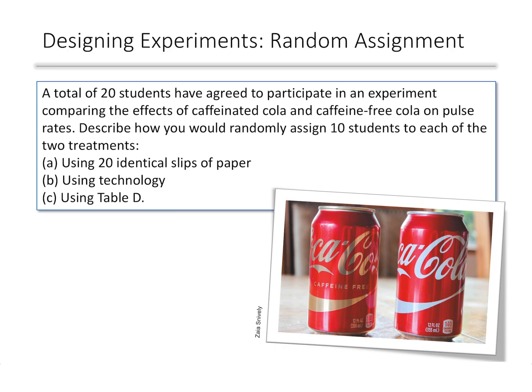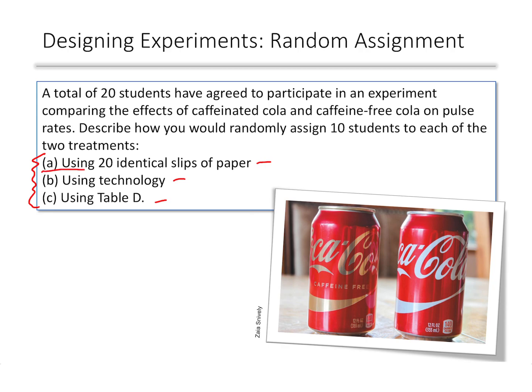So let's just look at a few examples here on designing experiments and talking about random assignment and answering some questions. So we have a total of 20 students who have agreed to participate in an experiment comparing the effects of caffeinated cola and caffeine-free cola on pulse rates. Describe how you would randomly assign 10 students to each of the two treatments. So here are 3 different ways we're going to look at it. How would you do it? Using 20 identical slips of paper, using technology, or using Table D like we've done before.